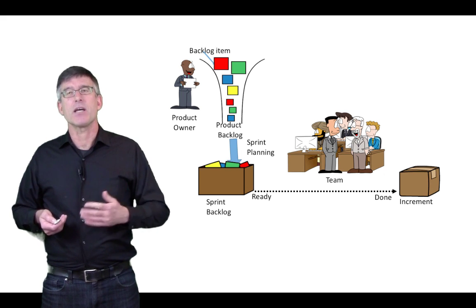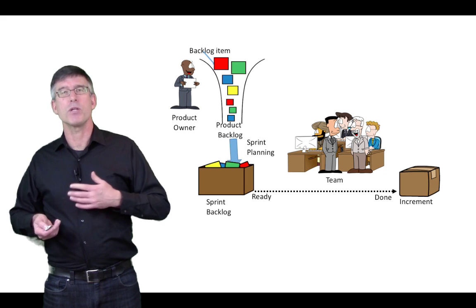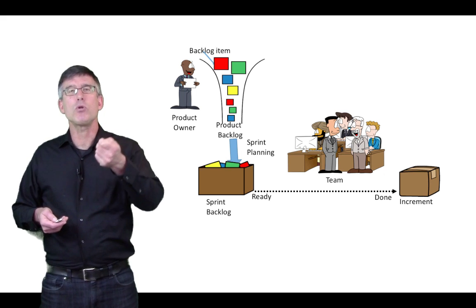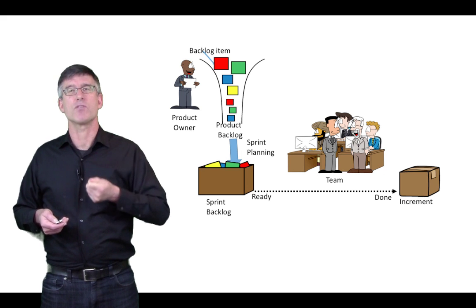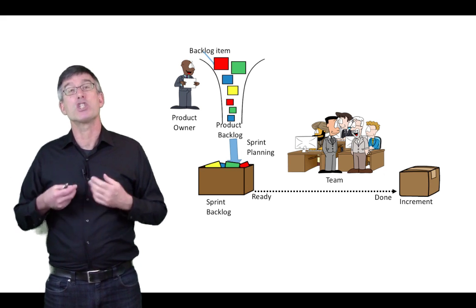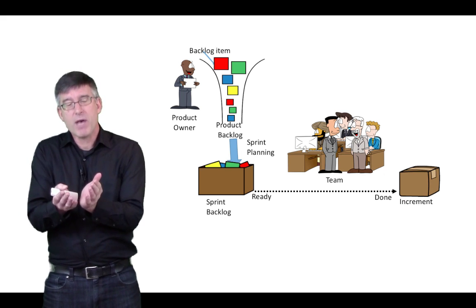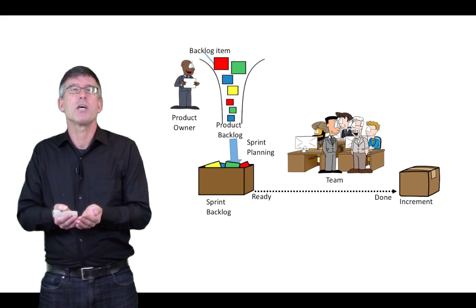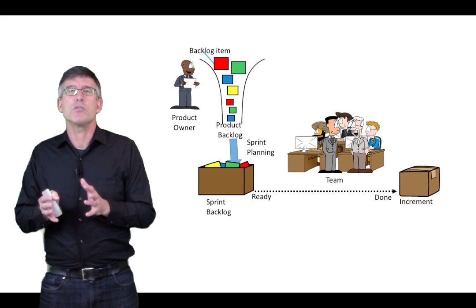At the beginning of what is commonly called a sprint planning session, or team planning session, they will start to pull items, the highest priority items from that product backlog, and put them into what they call their sprint backlog. The sprint backlog, as you can imagine, is like their bucket, or as I've drawn it here, a box. And it's got a certain size to it.